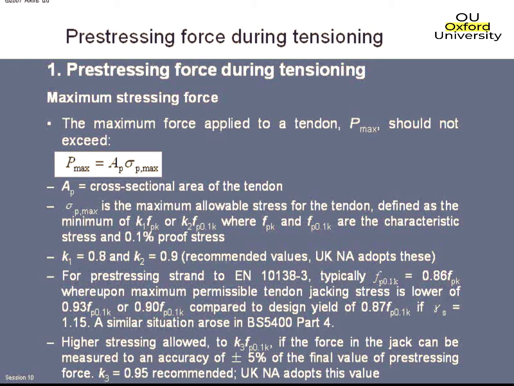There is one exception where you can stress higher than that. You can stress to K3 times the 0.1% proof stress, where K3 is 0.95, and that will equate to about 82% of the ultimate tensile strength. But you're only supposed to do that if you have great confidence in the jack equipment that you're going to use, that you can measure the accuracy of the final pre-stressing force to within plus or minus 5%. So by definition, it's not intended that you use this as a design, because you're not going to know anything about the jacking equipment at that time. This is really intended for the situation where you get out on site and for whatever reason things are not going well, you've got too much friction or something like that, and we need to stress harder to make the design work. In that situation, and if you've got that confidence in the jacking equipment, then you can pull it a little bit harder, but do not use that in the design.